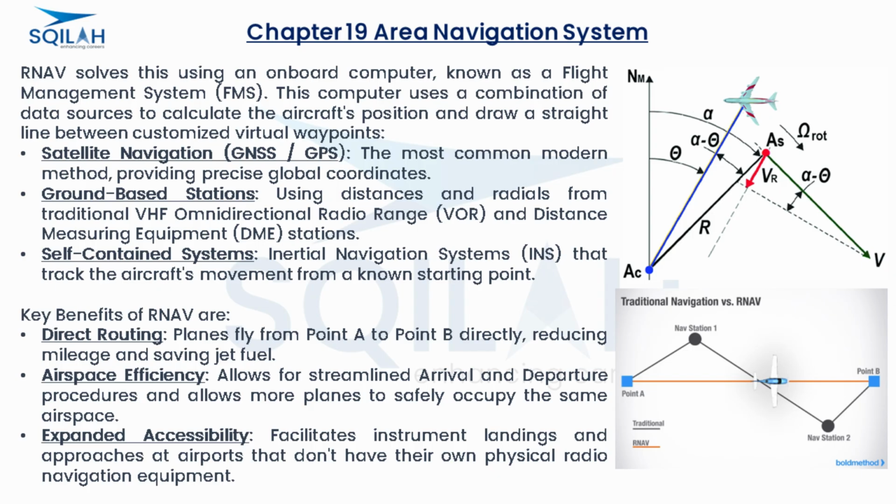Key benefits of R-NAV are direct routing: planes fly from point A to point B directly, reducing mileage and saving jet fuel. Airspace efficiency: allows for streamlined arrival and departure procedures, and allows more planes to safely occupy the same airspace. Expanded accessibility: facilitates instrument landings and approaches at airports that don't have their own physical radio navigation equipment.